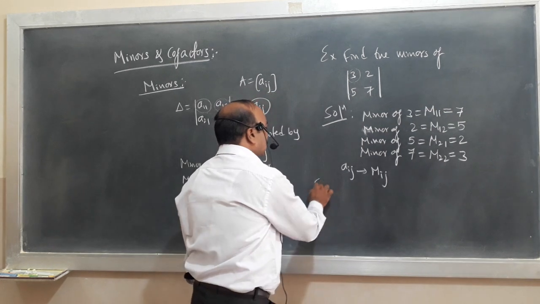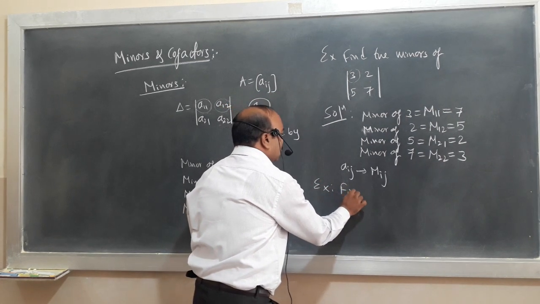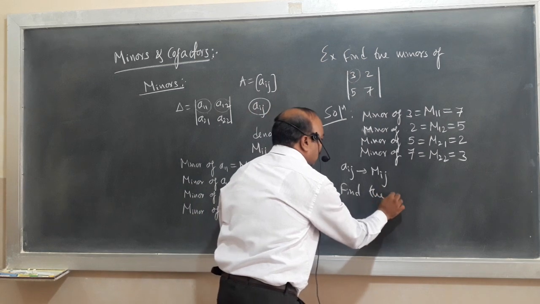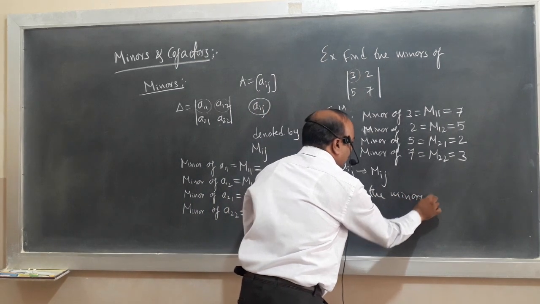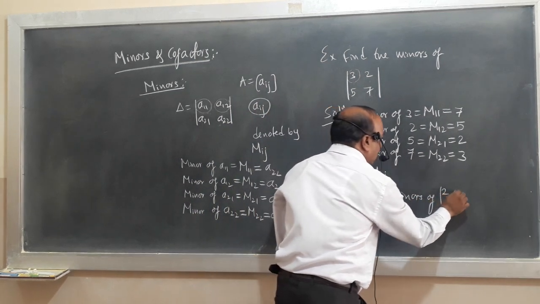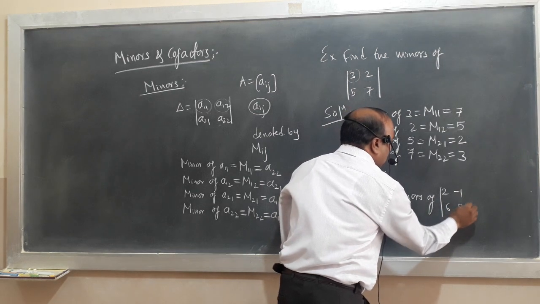If we consider another example, find the minors of the determinant 2, minus 1, 6, 8.